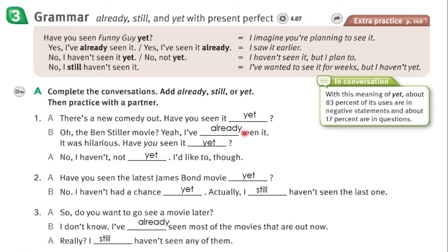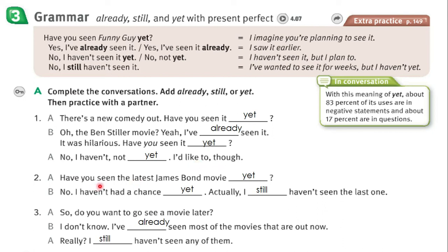Yo ya la vi. Already. Okay, between the auxiliary have or has and the past participle of the verb. "It was hilarious. Have you seen it yet?" Okay, it's a question, so you have to use yet at the end of questions and negative sentences. "No, I haven't. Not yet." Okay, so yet is used at the end of questions and negative sentences. "I would like to though."